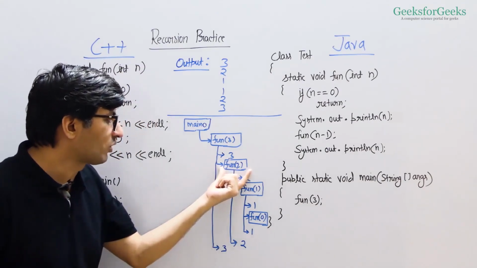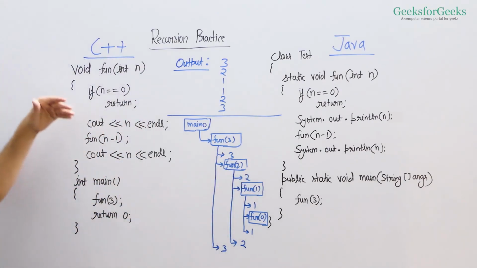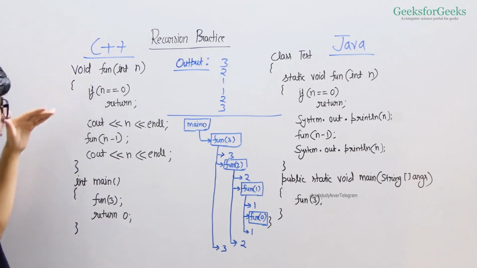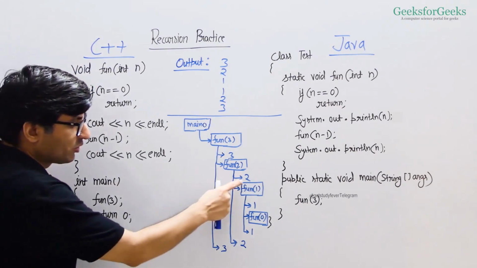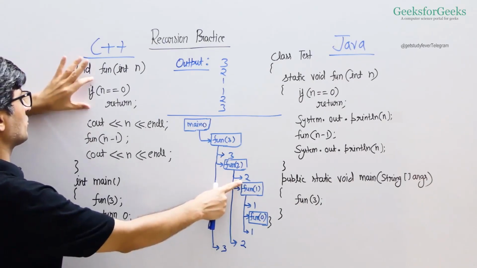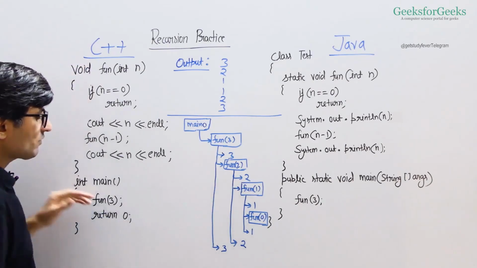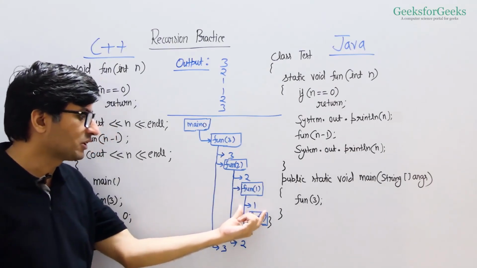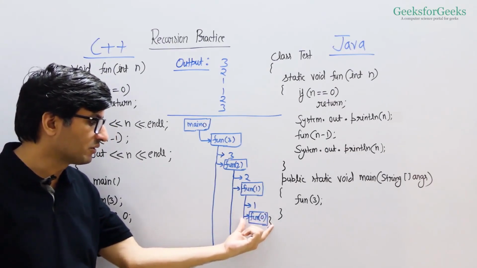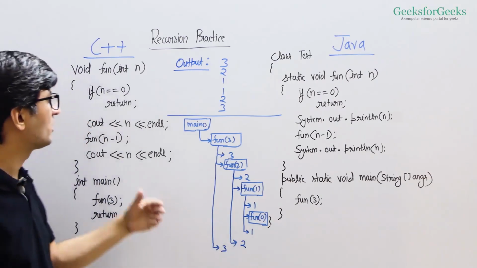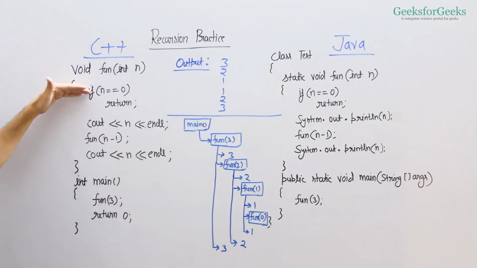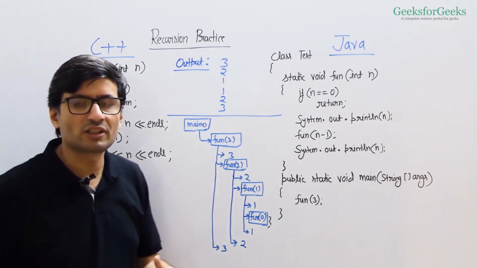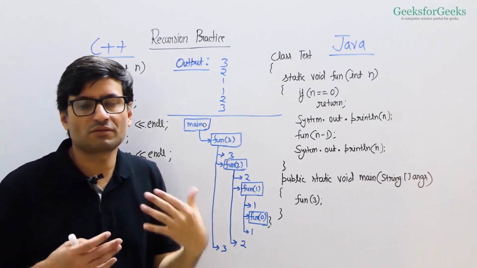So when fun2 is called, fun2 begins its execution from this line again, and it prints 2 on the screen because this condition is not true. It comes here and prints 2. Then it calls fun1, and fun1 first prints 1 on the screen, then calls fun0. When fun0 is called, it also begins its execution from here. And this time n is 0. So fun0 does not do much. It simply returns from the call.